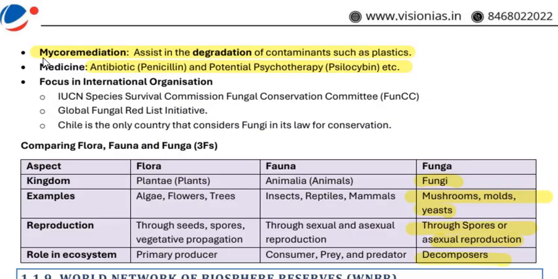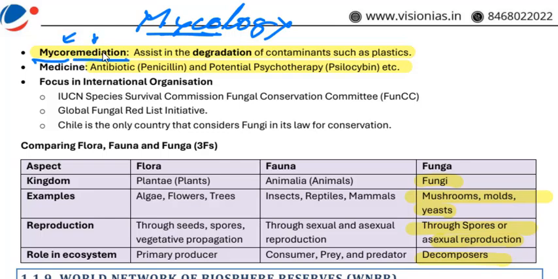What is the study of fungi? That is called mycology. The study of fungi is known as mycology. Whenever you see the word myco, it is related to fungi. So here it is written mycoremediation. Myco means fungi, remediation means cleaning. So it is used in the cleaning process, like assisting in the degradation of contamination such as plastic. So plastic contamination can also be cured by the use of fungi. That process is called mycoremediation.